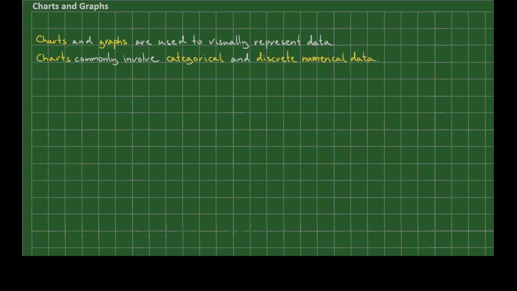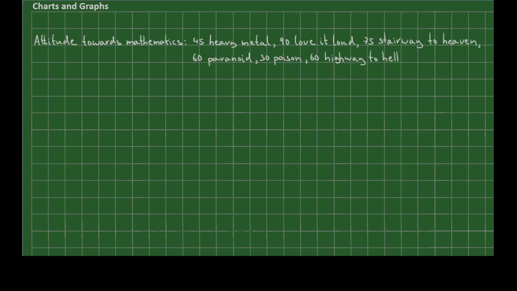I'm going to focus on charts first. They commonly involve categorical and discrete numerical data. What are those? Well, let me explore an example. Suppose that we have asked a number of people about their attitude towards mathematics. And it turns out that their attitudes could be grouped or categorized into the following categories.